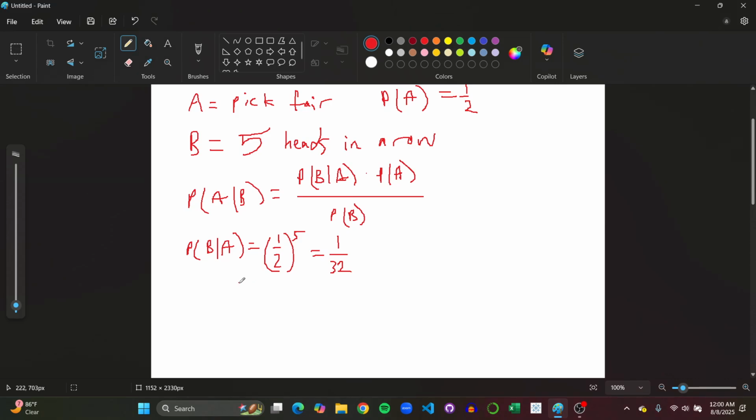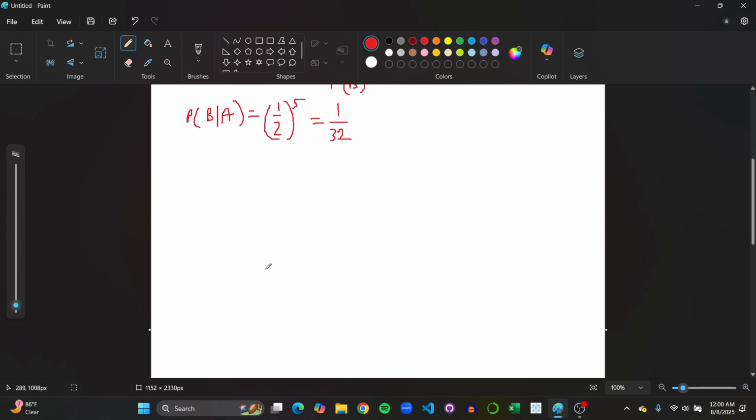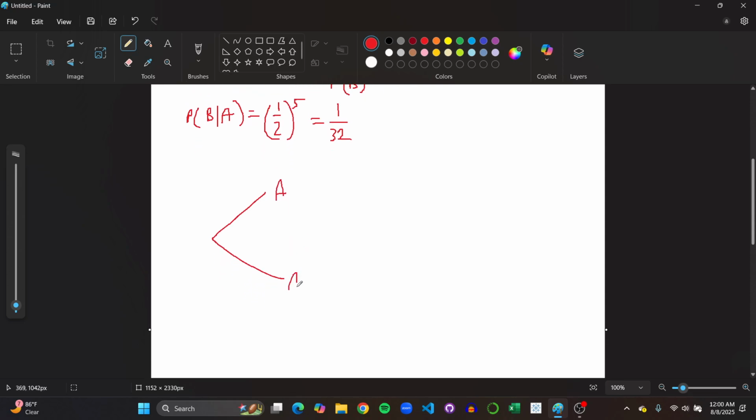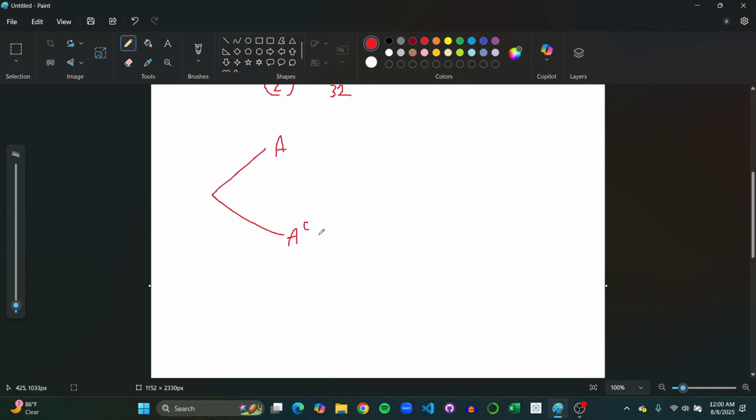So now how do we find the probability of getting 5 heads in a row, not knowing the coin? What I am going to do here is actually draw a tree. The first layer is going to be A and A complement. So A complement would be the coin is not fair. So it's the biased one. And then we're going to draw B and B complement.